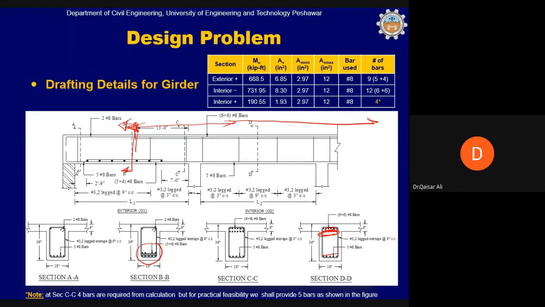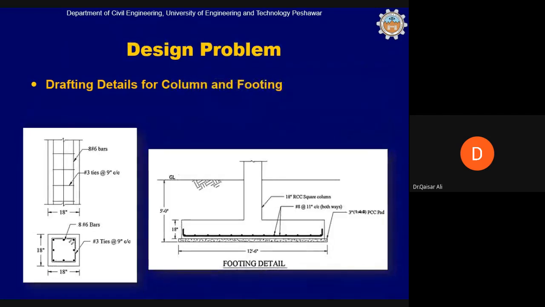Similarly, if you look at the stirrups, number 3 stirrups have been provided at the rate of 9 inches center to center up to this location, and then in this location number 3 at the rate of 3 inches, and so on. Similarly, you have column reinforcement. This is all about today's lecture.